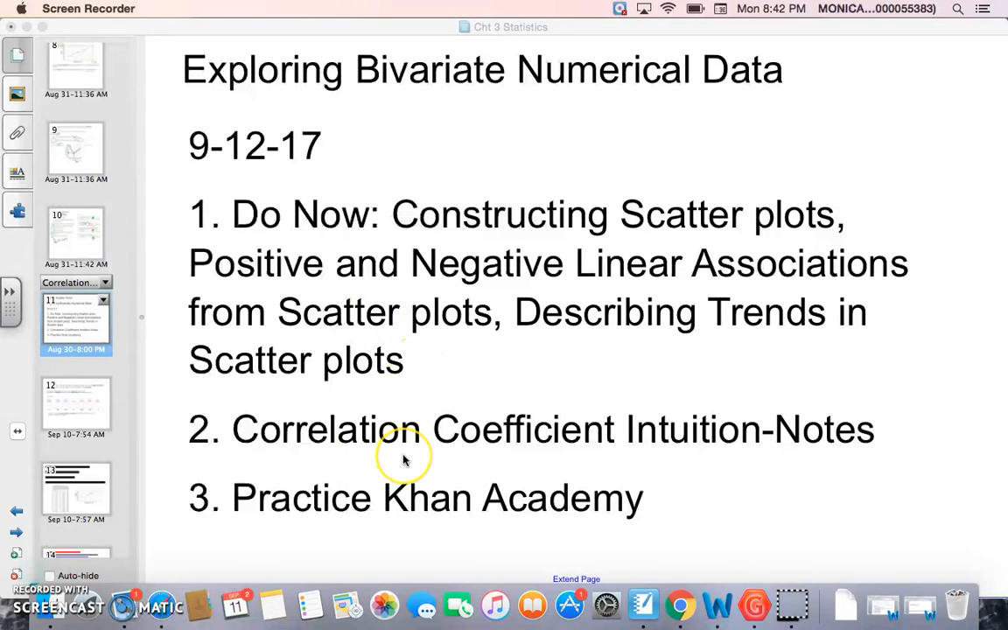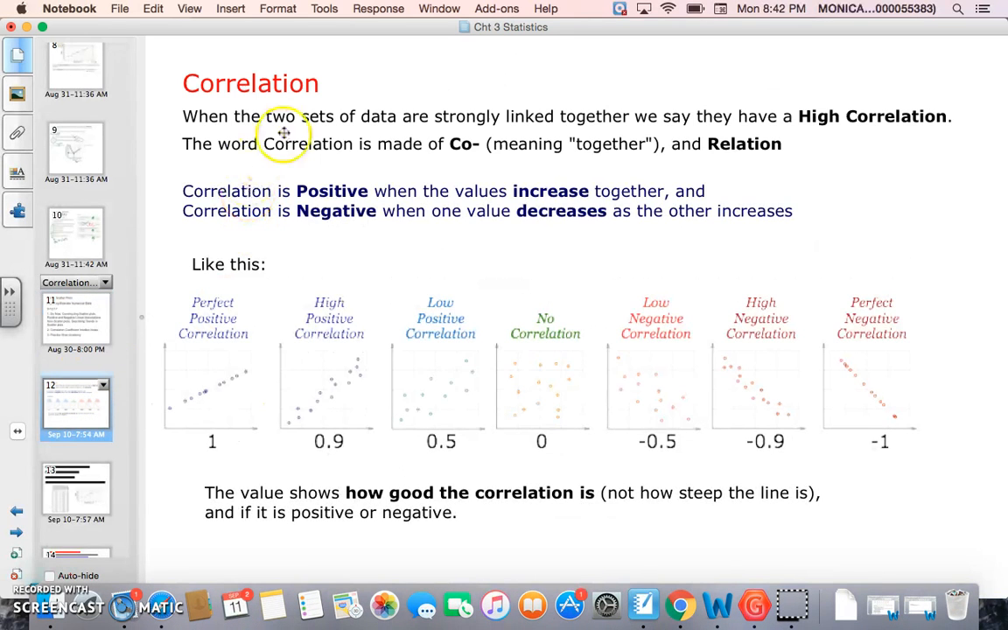Today we're going to talk about how strong the relationship is between two variables. And so we call that the correlation. When two sets of data are strongly linked together, we say they have a high correlation. The word correlation is made of the word co, meaning together, and relation, meaning how one variable affects the other.